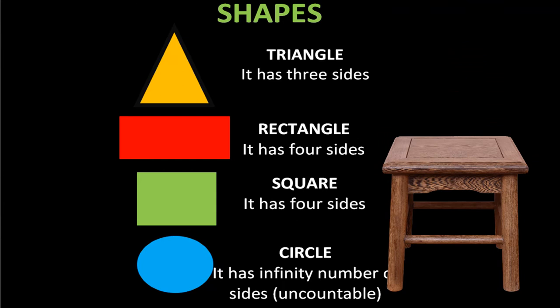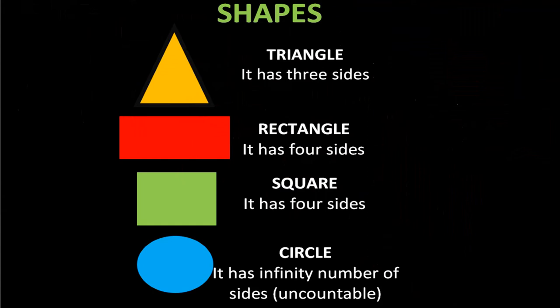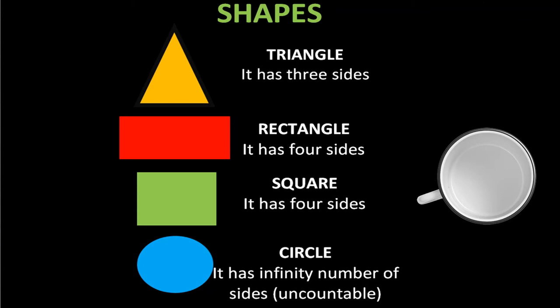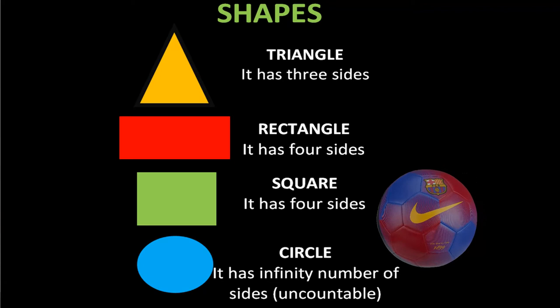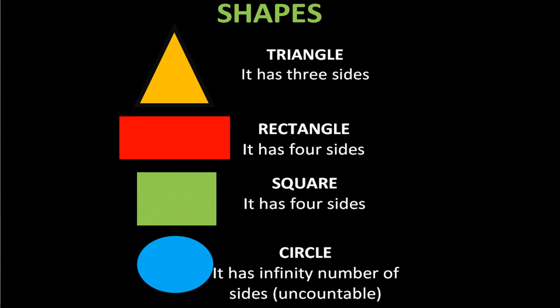The last one here is circle. Everybody shout circle. Say circle. Very good. Circle is round. Do you know some objects that have circle shape? You have cup. The cup that you use to drink your tea at home has circle shape. Do you know ball? All of you can play ball. Ball has circle shape. Circle is round.